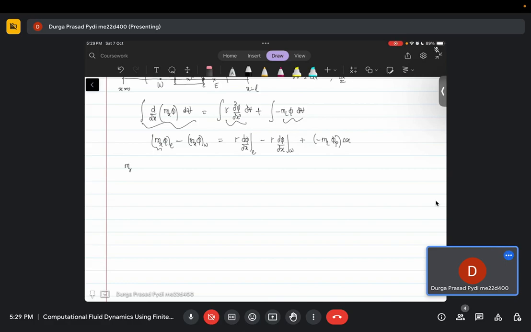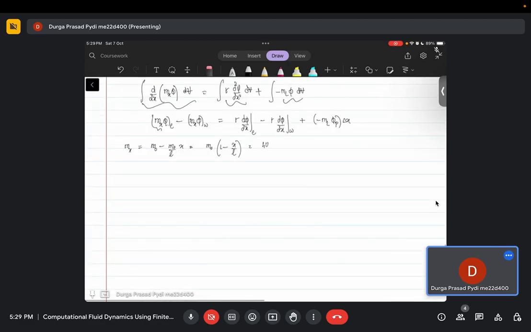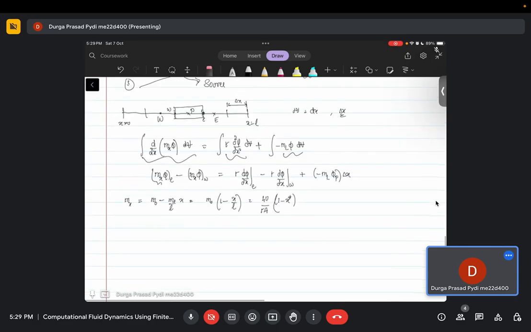So we already have the relation. ml is again written as m naught by L times x. So m naught into 1 minus x by L, where m naught is given by 40 by gamma A, 1 minus x by L. Or we can write this as x star. X star is our non-dimensional variable. So mx is 40 by gamma A into 1 minus x star.